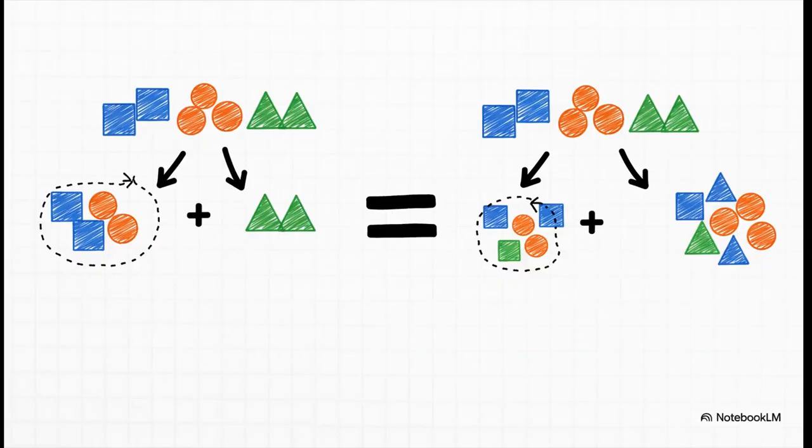Then there's the associative property. This is the grouping doesn't matter superpower. So if you're adding or multiplying a whole string of numbers, it doesn't matter which pair you start with. You can group them however you want and the final answer is always going to be the same.